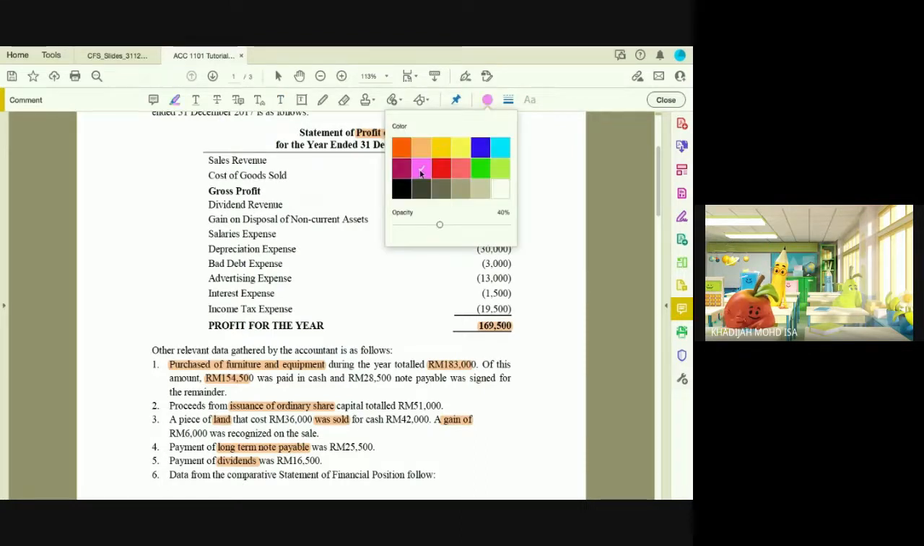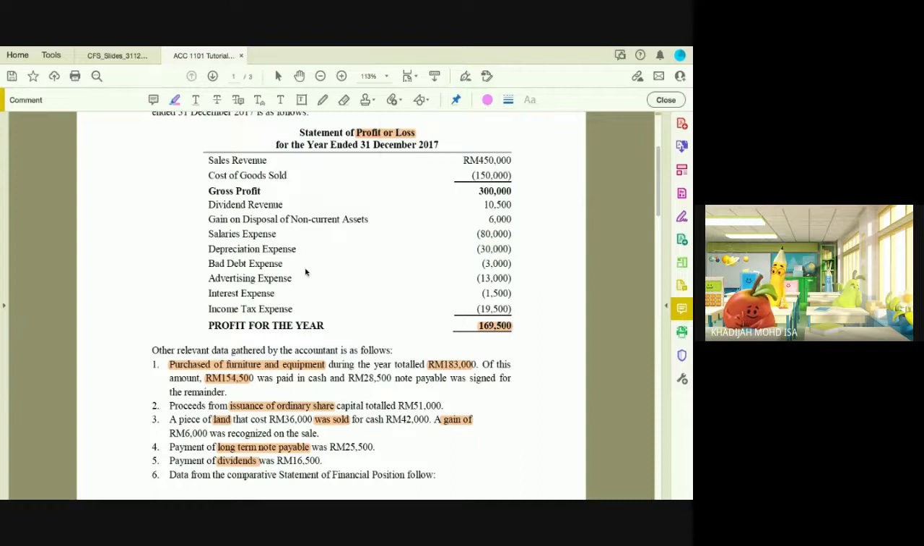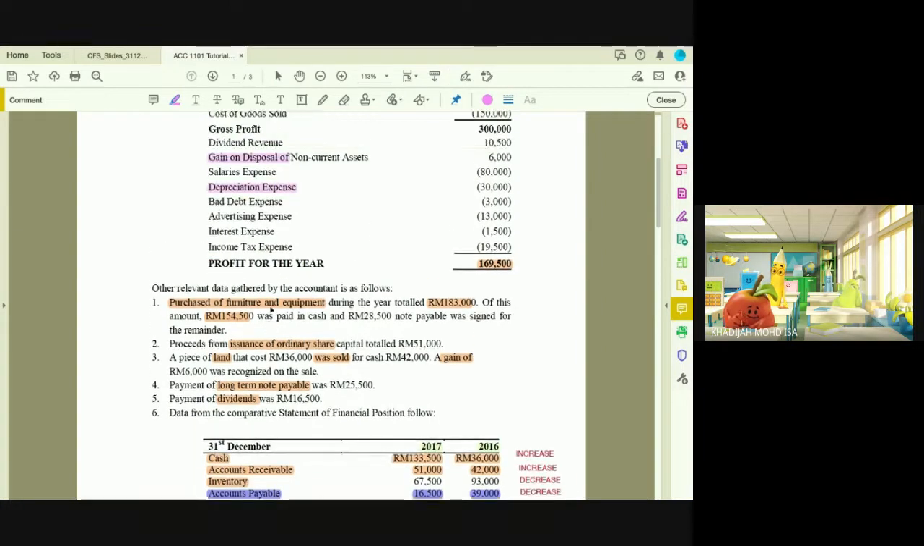Alright. So we are identifying from the profit and loss what are the things that you have to take into account. There's a gain on disposal, salary expense, and then you have your depreciation expense. Bad debt expense is okay, advertising okay, interest expense okay, income tax expense is okay, right? So these are your non-cash transactions. And then later you purchase your furniture and then you make payment. And then proceeds from issuance of ordinary shares.